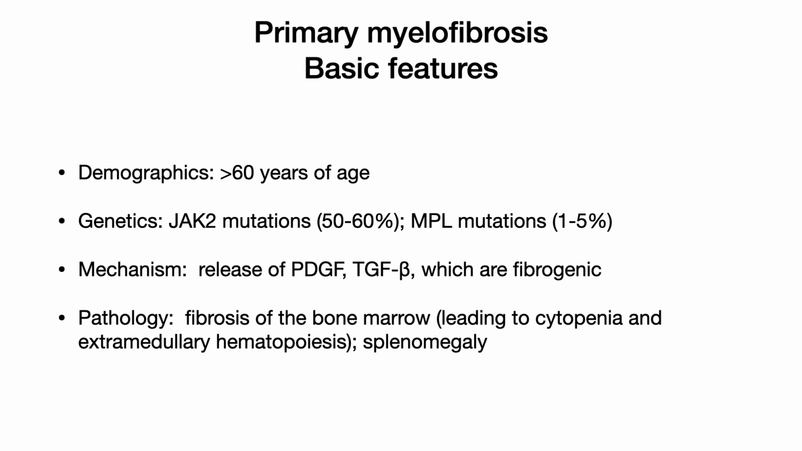If you fibrose the bone marrow, you're going to lose the hematopoietic cells that are there, so therefore you're going to get cytopenias. You're not going to be putting out the cells like you should be. You'll see extramedullary hematopoiesis, because if you can't produce hematopoietic cells in the bone marrow, you're going to produce them in the liver and spleen, and because of that, you're going to get splenomegaly as it enlarges, because an increased number of cells are being produced there, and so therefore the organ is going to be bigger.